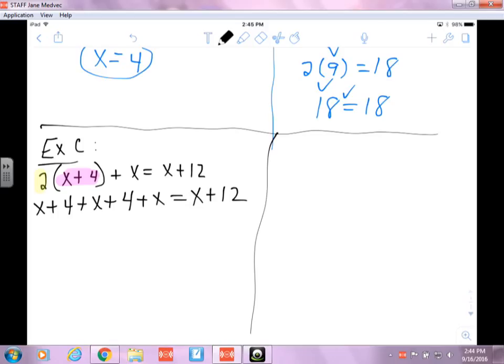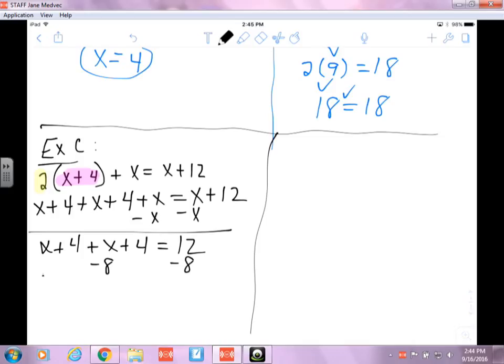We okay? Okay, now, how many x's can I take away? I can take away 1. So I'm going to go minus x, I get x plus 4 plus x plus 4 equals 12. Okay, now how many numbers can I take away? 8. So minus 8, x plus x equals 4. Good. x equals 2. Excellent.